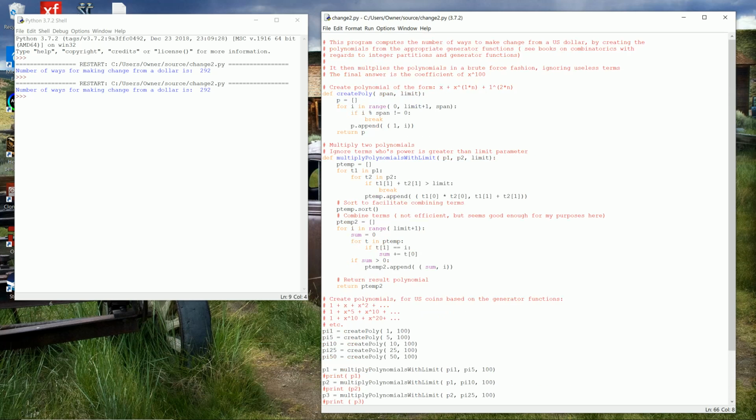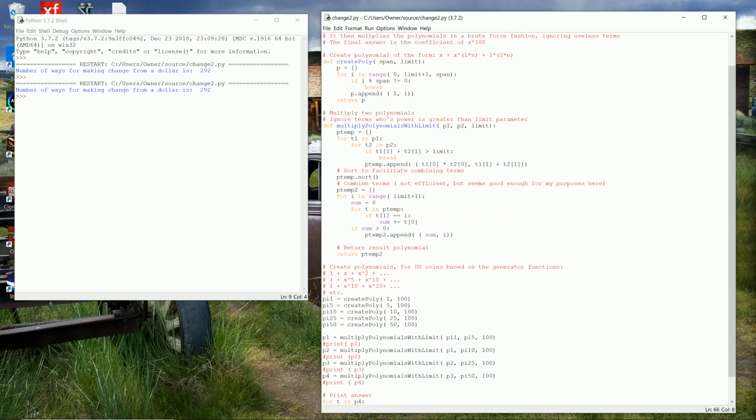I'll just run through the program really quick. I have a create polynomial function. I pass a sort of span. That's maybe a bad name, but it could be 1, 5, 10, 25, 50. And a limit, which is just saying, hey, stop when you get to x to the 100th. So that'll basically create a list of tuples. The tuple contains the power and the coefficient.